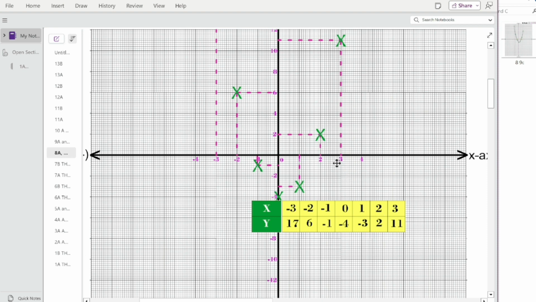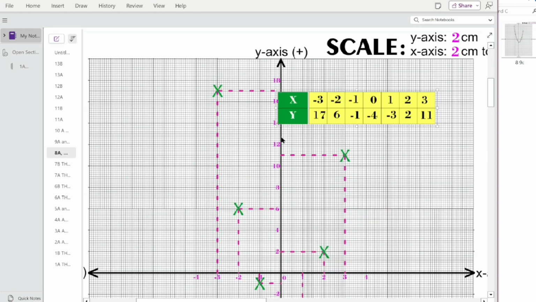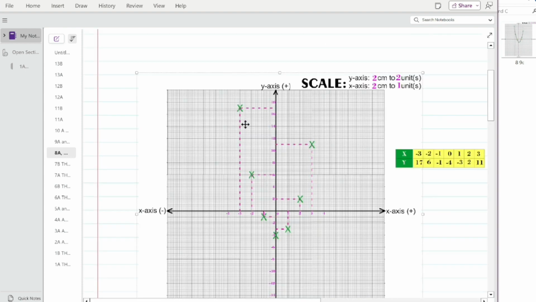Then the last point says when x is 3, y is 11. We go up, we come to x is 3. We go up and search for 11. 11 is in between 10 and 12. So we have our 11 here. And on x is 3, we go up to 11, which is right in the middle. We'll make our mark. Once we are done with plotting all our points, we now join the points.